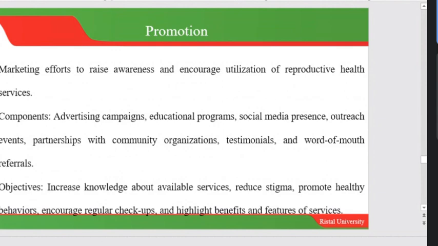Then your educational programs can be able to reduce stigma, but also they can be able to promote healthy behaviors. And then they can encourage regular checkups, highlight benefits and features of services. And as well, they can help in breaking the myths that individuals have on some of the reproductive health services that are being offered, and probably the reason as to why people do not seek some of those services.